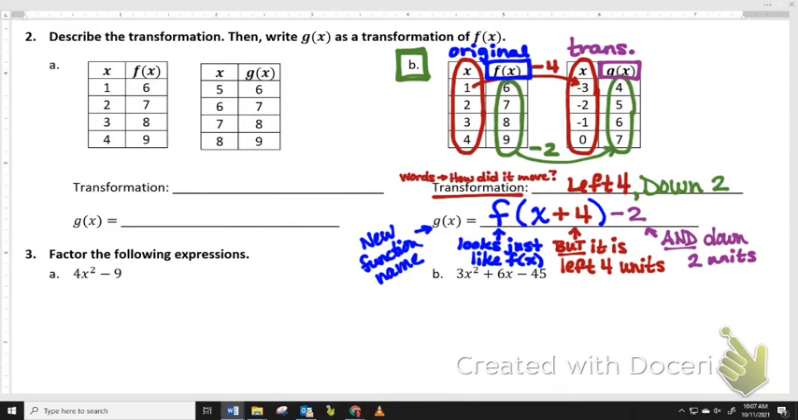I don't expect you guys to have all the words. I expect what's on the line, the f, the parentheses, the x plus 4, and the minus 2 on the end. That's what I'm looking for. I'm putting all those extra words up there because I want you guys to know what those parts mean so that you can recreate this. Okay, this didn't move. Don't put anything for A.